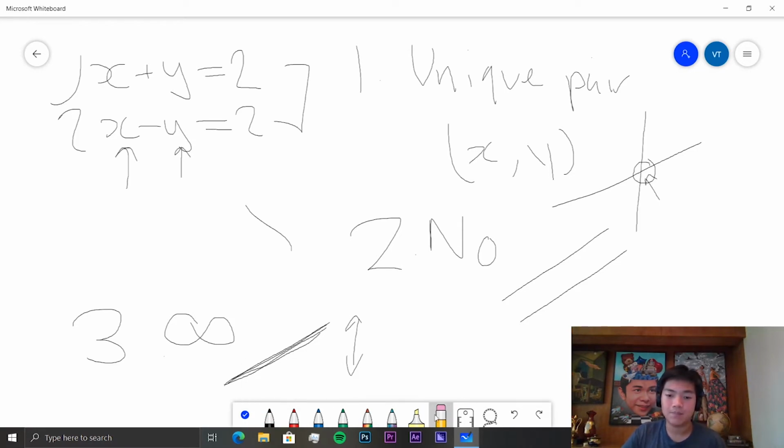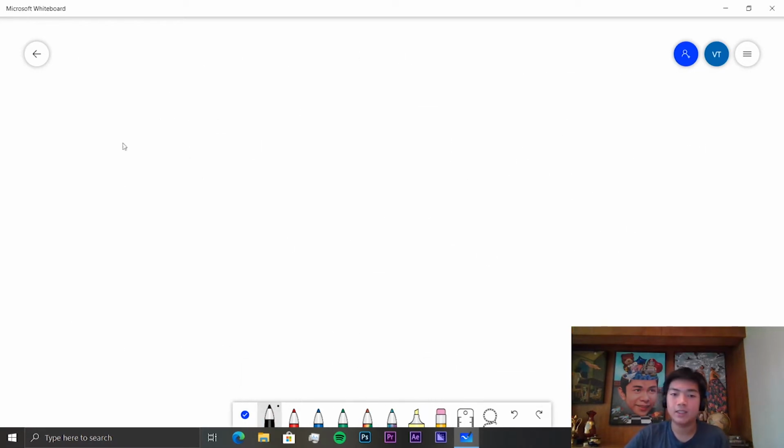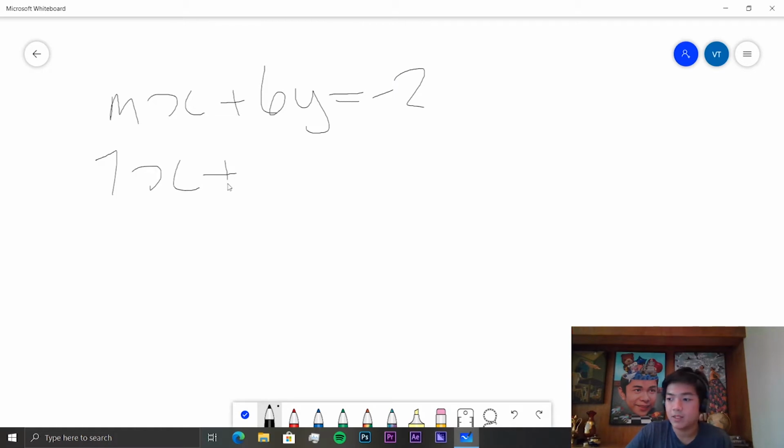So the first question is asking us for this system, mx plus 6y is equal to -2, and 7x plus 3y is equal to 5. Find a value of m such that this system has no solutions. And remember, if this system has no solutions, it means that the lines must be parallel and distinct. How do we make these lines parallel? Well, they must have the same gradient.